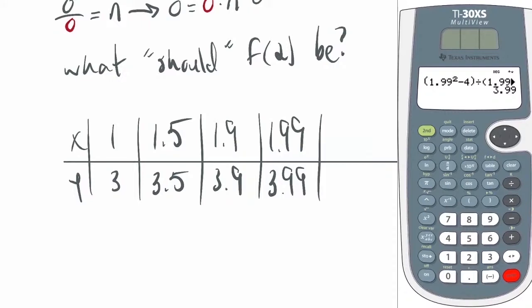So if I go into 1.999, I'm expecting to get 3.999. That seems to be the pattern, but I don't want to assume. So I'll type this in again. 1.999 squared minus 4, divided by 1.999 minus 2. And I'm expecting 3.999. Syntax error. That's not what I expected. Yeah, I have too many parentheses. Okay. 3.999 as predicted.